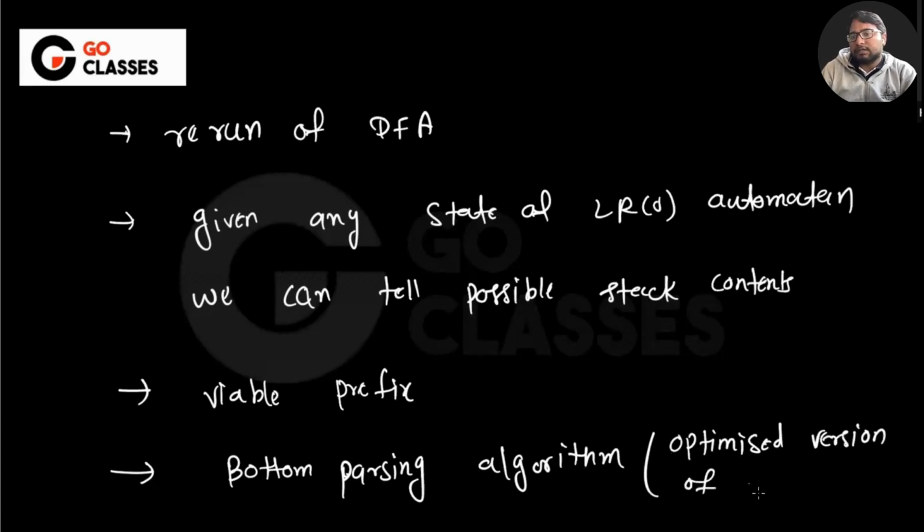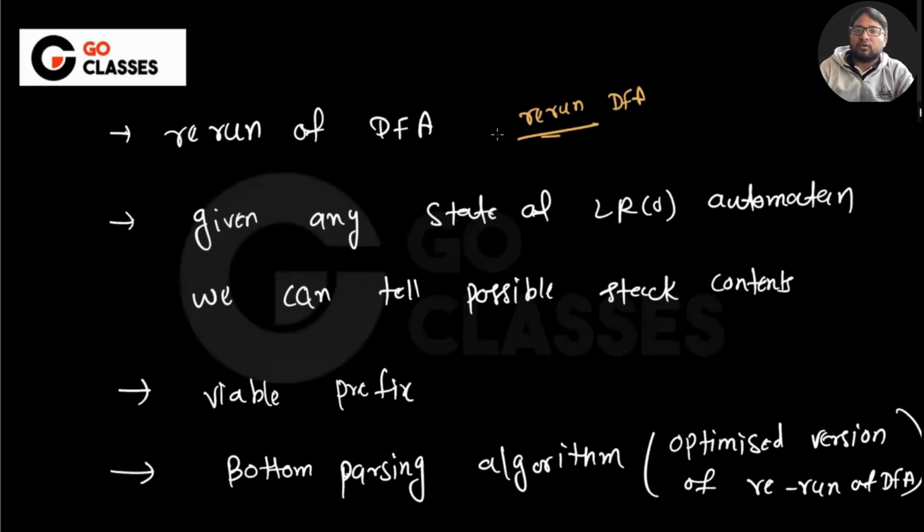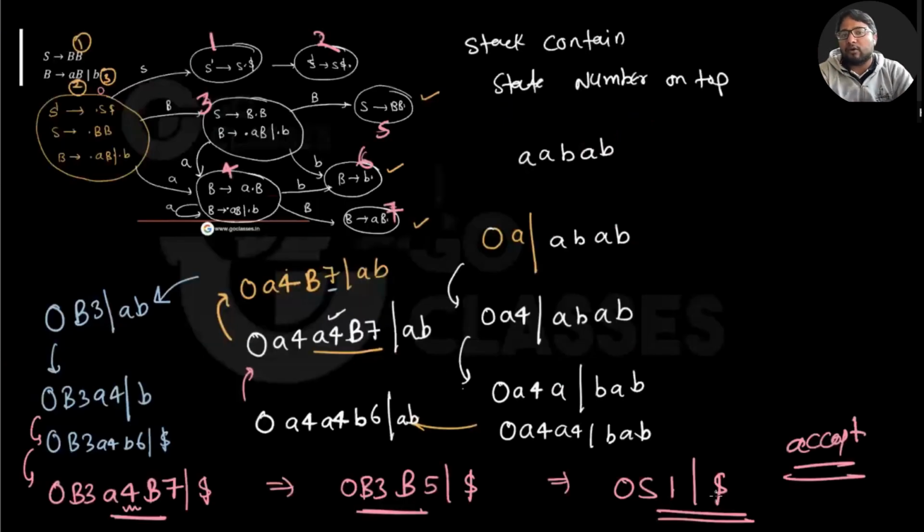Basically, this rerun of DFA is not mentioned in most places. I found just one word, rerun DFA, in only one slide, and from there I connected all these dots and got to know that this bottom-up parsing is just an optimized version of rerun of DFA. Otherwise, in all the places, you will directly see bottom-up parsing where they say you can just save the state number, and you will never get the feeling of what this DFA is doing.